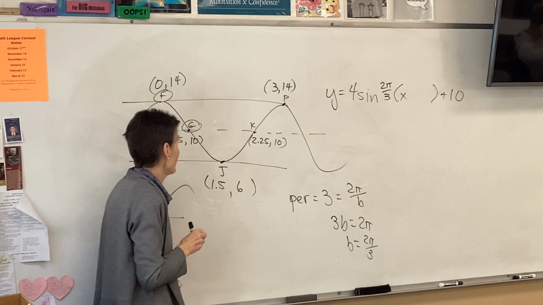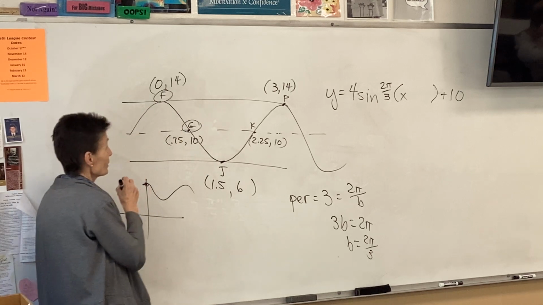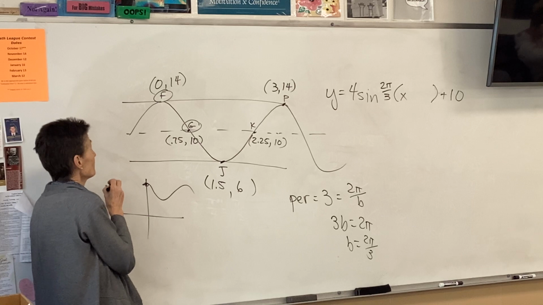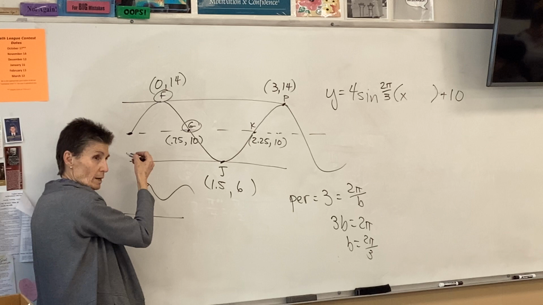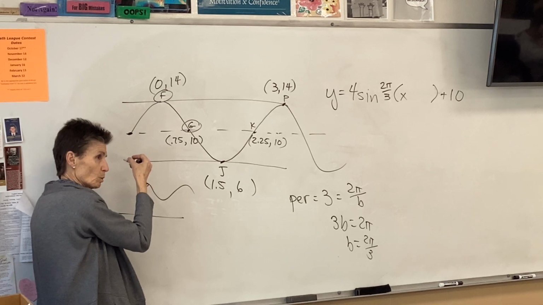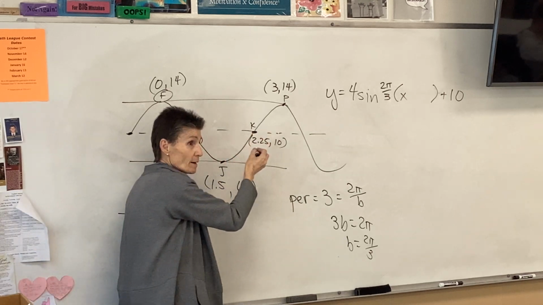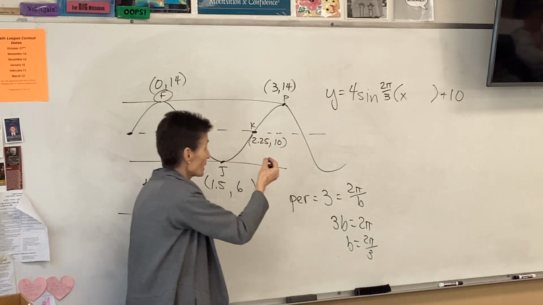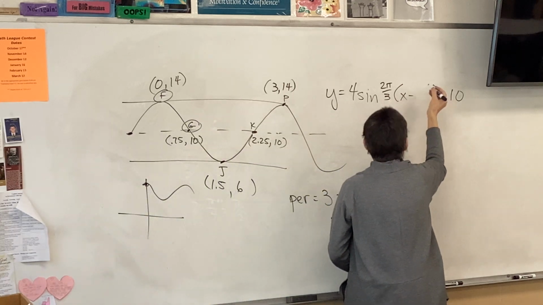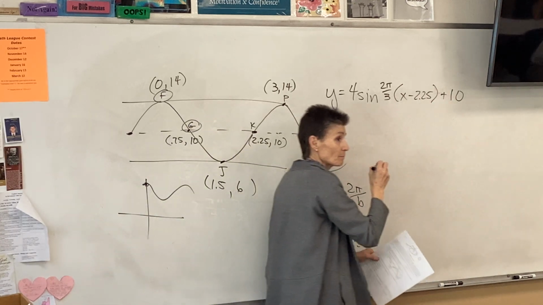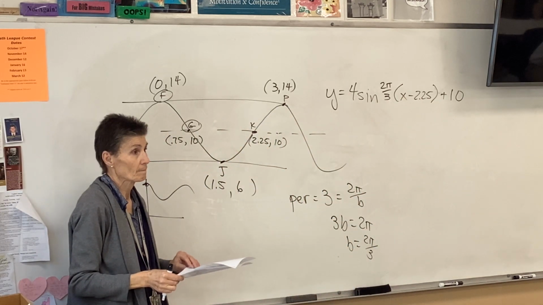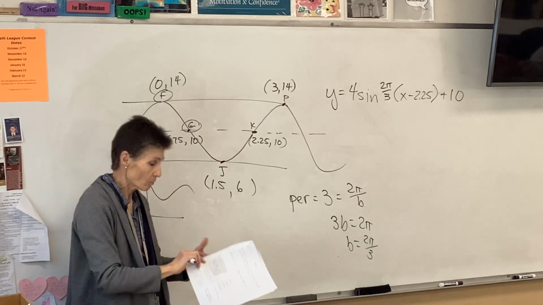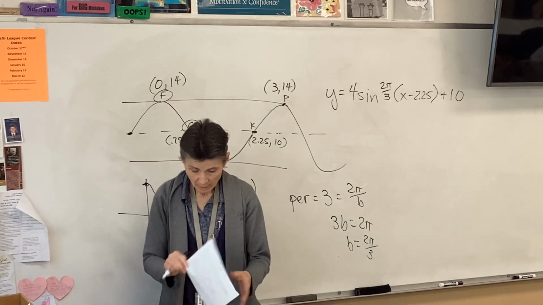And now I need a phase shift. Well, if this is going to be a positive sine curve, I can either start back here, in which case I'd have to figure out that point, which I'm a little uncomfortable with because that would be a negative time. Or I can just skip over here and start right there at a point that I know, and that would be x minus 2.25 because it's phase shifted to the right. Good? Okay.